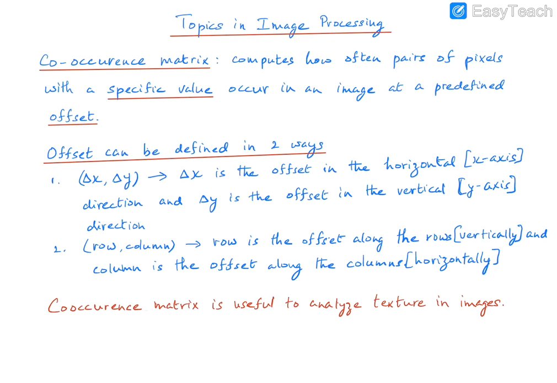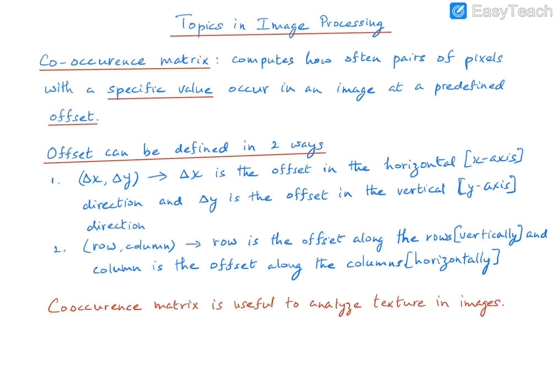Okay, so the offset itself can be defined in two different ways. From a given pixel value, we can define the offset as a pair of numbers, delta x and delta y. Delta x denotes the offset in the horizontal or the x-axis direction, and delta y denotes the offset in the vertical or the y-axis direction. So that's one way of denoting the offset.